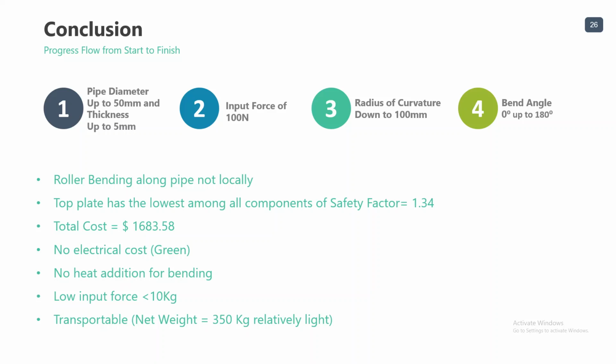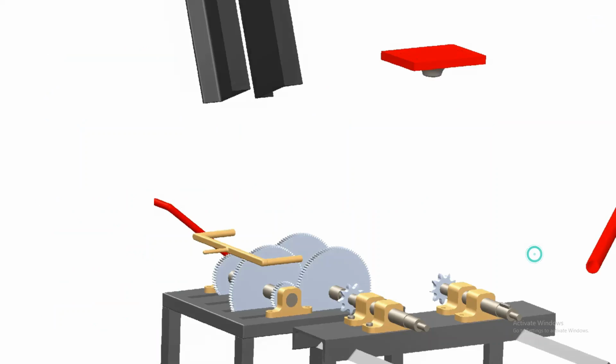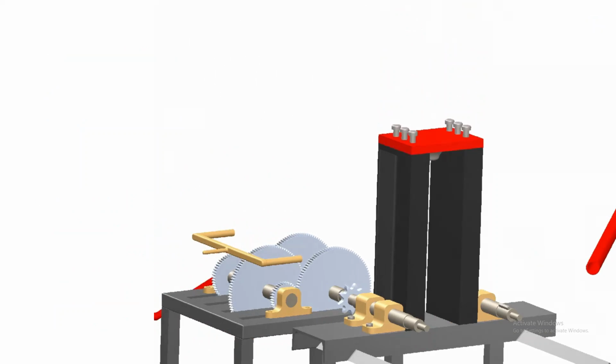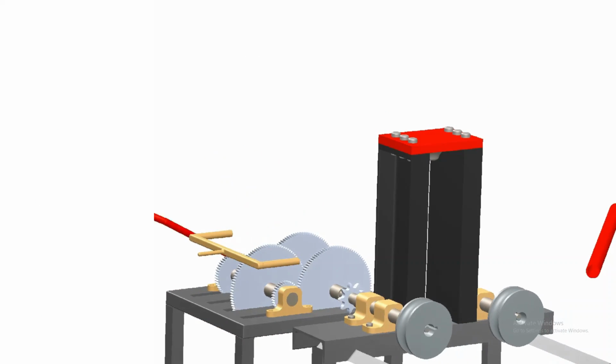However, the most important thing here is how expensive is the machine? The answer is $1,683. Keeping in mind that this machine is eco-friendly, which means no heat addition for bending and no electrical cost. And most importantly, it is manual with an operating force less than 10 kilograms. Besides, this machine weighs 350 kilograms, which is relatively light, thus transportable. The machine was then manufactured and tested. But we could not continue the process because of the current pandemic.